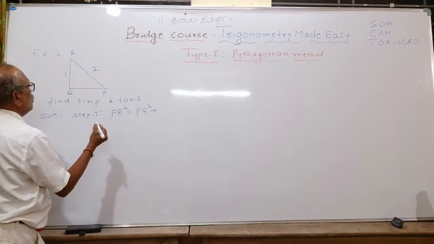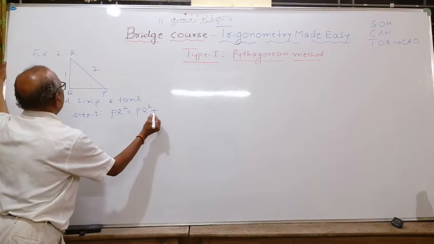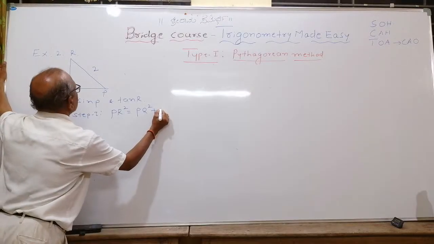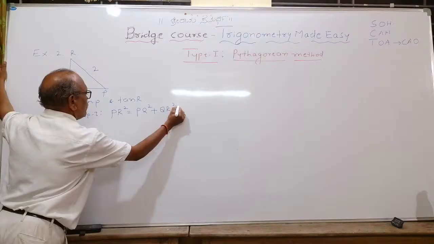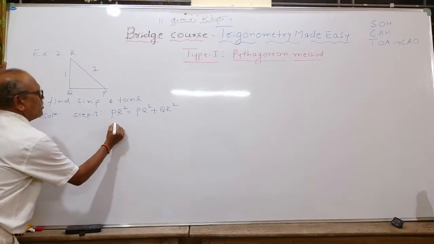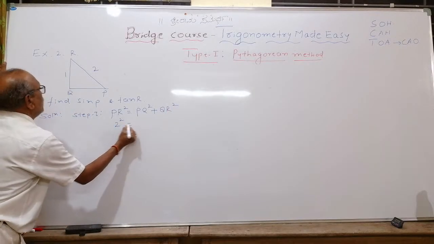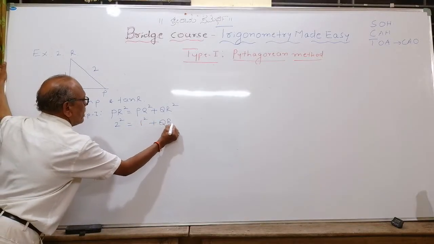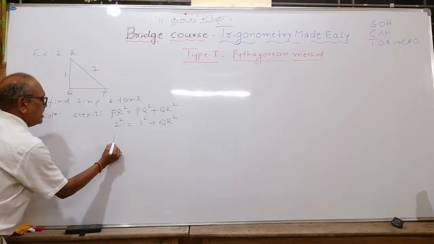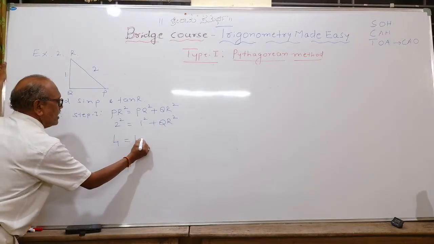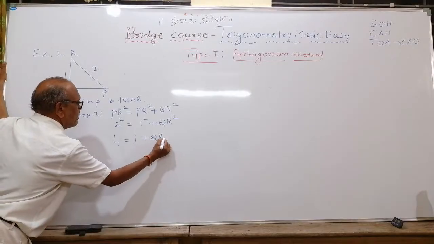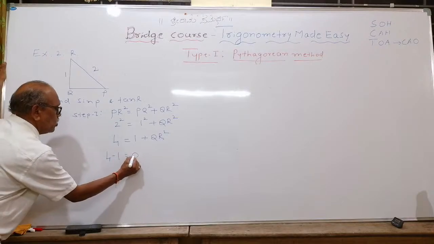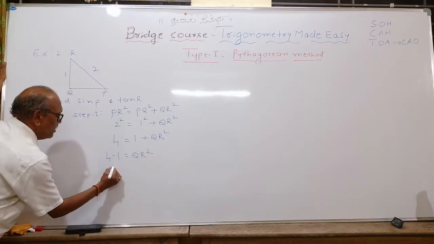Is it not root of 3? Check it. PQ square plus QR square. What is PR square? PR square is 2 square. PQ square is 1 square, becomes 1 only. Plus what? QR square. 2 square is 4. 1 square is 1, plus QR square. Take 1 to the left, you get 4 minus 1 is equal to QR square. 4 minus 1 is 3.